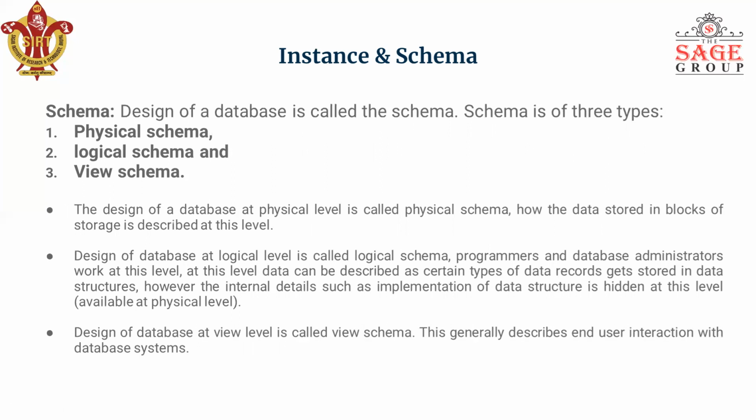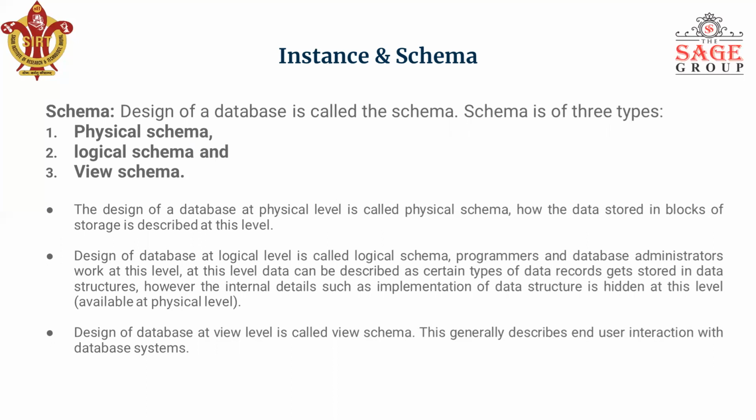The design of a database at physical level is called physical schema. How the data is stored in the blocks of a storage is described at this level. Design of a database at logical level is called logical schema. Programmers and the database administrator work at this level. At this level, the data can be described as certain types of data records stored in data structures. However, the internal details such as implementation of data structures are hidden at this level.